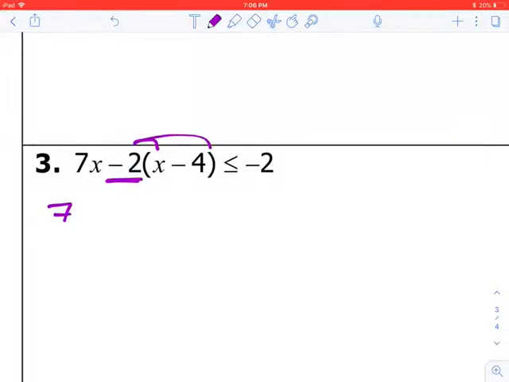So 7x stays the same. Negative 2 times x is negative 2x. Negative times negative is positive. 2 times 4 is 8. Less than or equal to negative 2. And now we got to combine like terms.